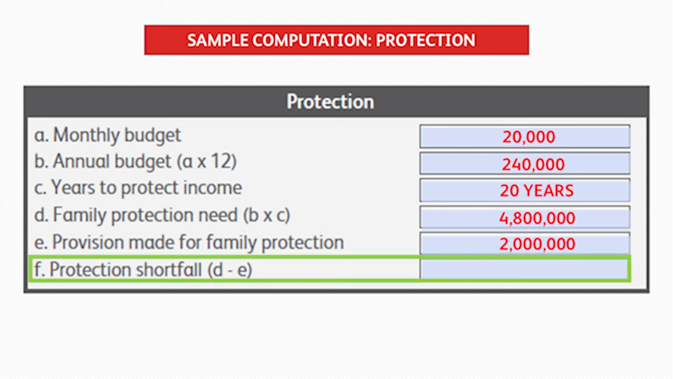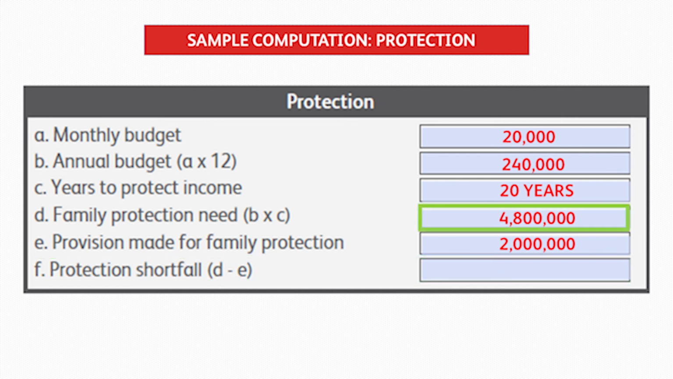F. Finally, to determine the shortfall, we subtract the amount declared by the client in letter E from the protection need we computed in letter D. Example, 4,800,000 pesos family protection need minus 2 million pesos existing insurance coverage equals 2,800,000 pesos protection shortfall.